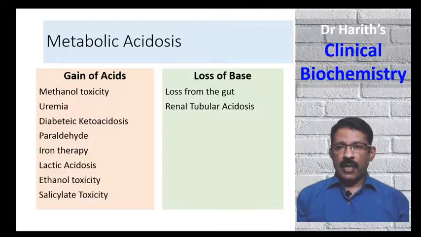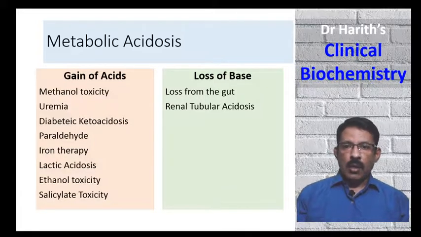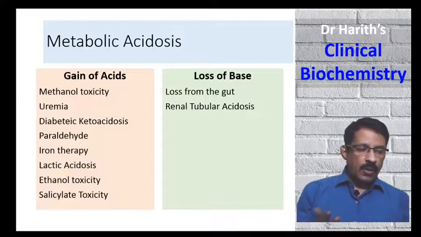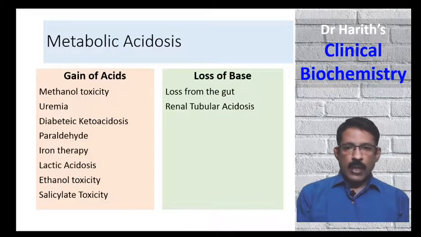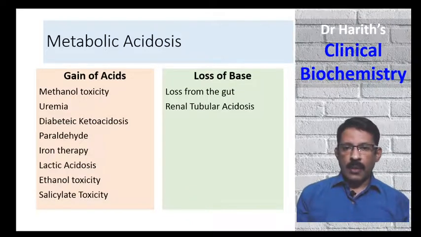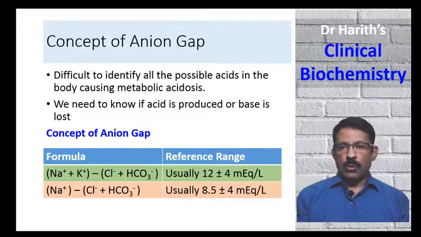On the other hand, if a person is having loose stools and diarrhea, there could be loss of alkaline fluid from the gut, and when you have a loss of bases, that results in the production of acidosis. Renal tubular acidosis is another complicated mechanism which results in the development of acidosis.